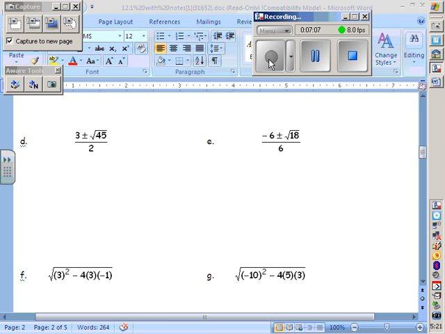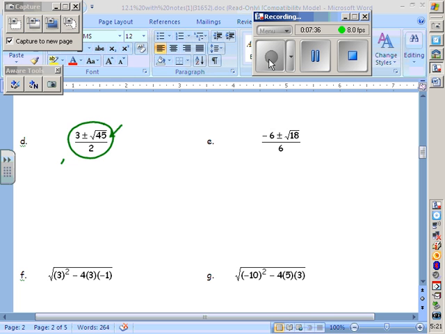Here are two more examples. I have 3 plus or minus the square root of 45 over 2. 45 is not a perfect square, so I know I need to come up with two answers because it's not 0 and it's not negative, so I'm going to have two answers. So I'm going to have 3 plus or minus the square root of 45. There's nothing else I can do to this to simplify it, because if inside the radical is not a perfect square, then I'm just going to leave it as it is.